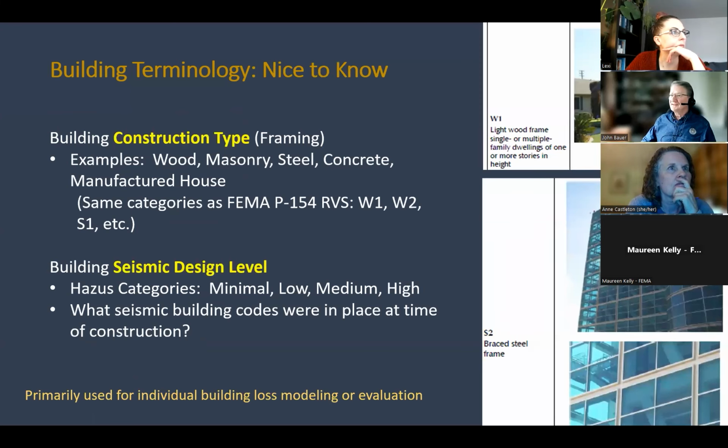Then there's a nice to know, and that's a construction type. For those of you who have been through FEMA P154, you remember your Wood 1, Wood 2, S1. Same classification used here. It's wood, masonry, steel, concrete, manufactured housing, for example. And then there are also the seismic design levels built into this database. They don't necessarily translate into collapse prevention or immediate occupancy. That's a different level of building classification. What they are is what seismic design codes were in place when the building was constructed.